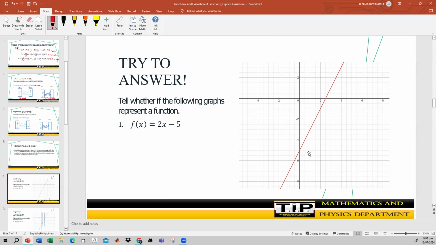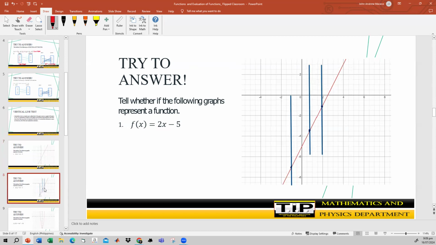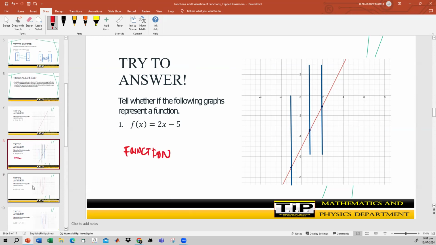What you need to do is draw a vertical line on this given linear function, and if the vertical line touches once on the given line, then it means that this is considered a function. As you can see here, if you draw any vertical line on this given linear function, it will touch only once. So in this case, this is considered a function. Okay, how about the next one?